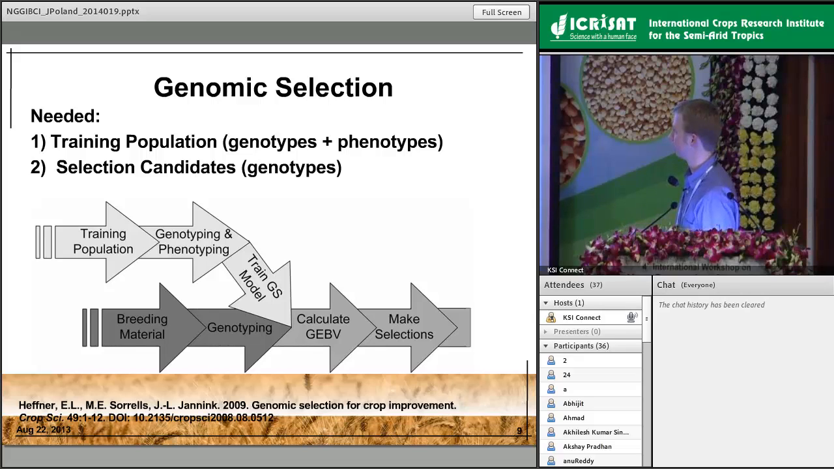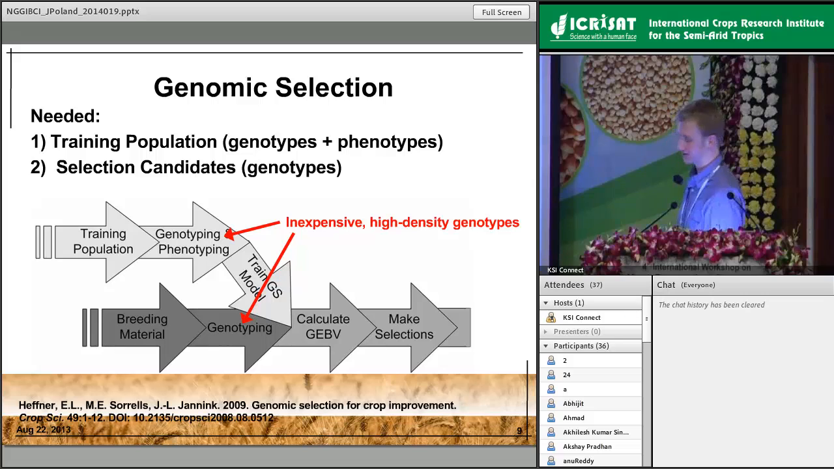The real key here, because we're discarding 50 or up to 90% of the material after it's genotyped, is that we want it to be inexpensive. I'd also like to throw in that we need accurate phenotypes. The upper bound of our prediction models is always the heritability of the trait, so if you have lousy phenotypic data, then you're going to get lousy predictions.